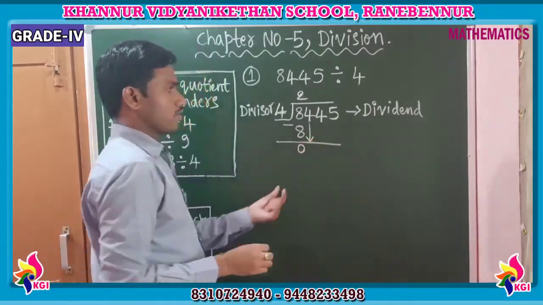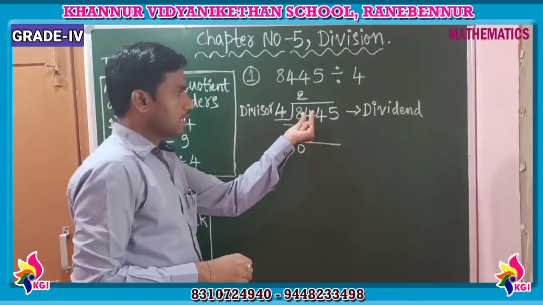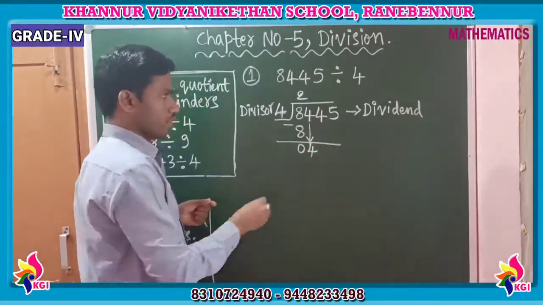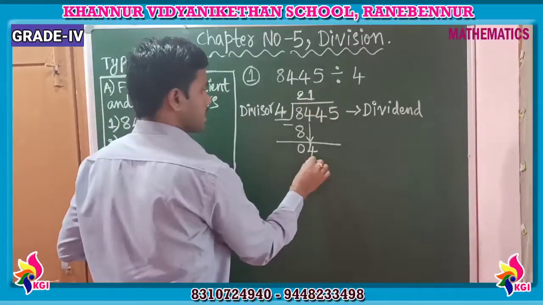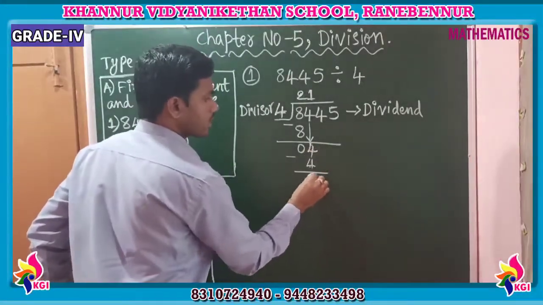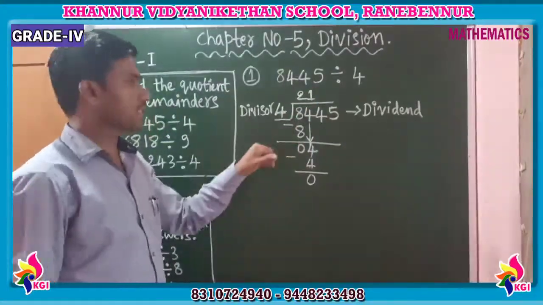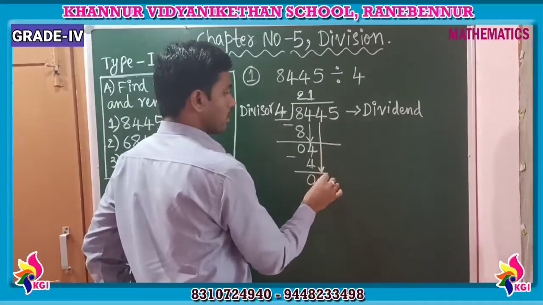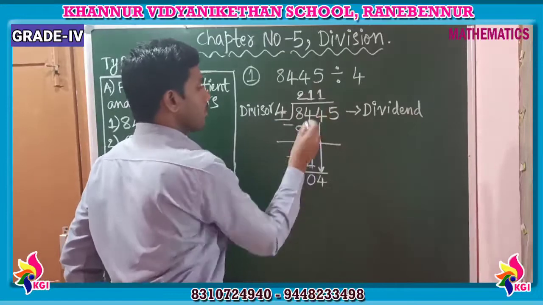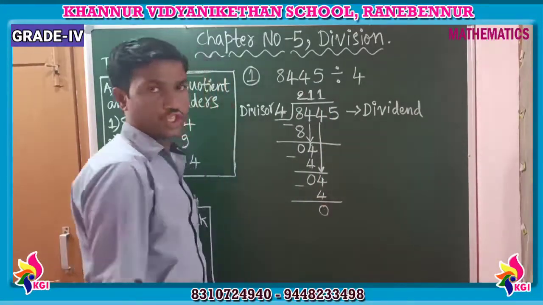Then bring down the hundreds place. 4 is there in the hundreds place. You can take that 4 down, then it becomes 4. 4 how much are 4? 4 ones are 4. Subtract these two numbers, 4 minus 4 is 0. Then in the tens place, what is there? In the tens place 4 is there. Bring down this 4, then it becomes 4. Then again 4 ones are 4. 4 minus 4 is 0.